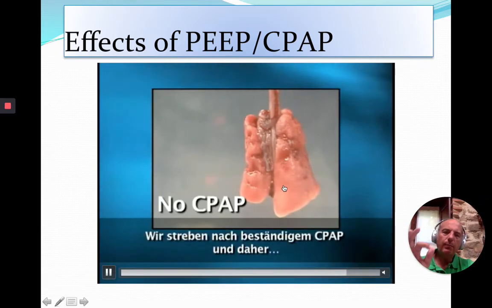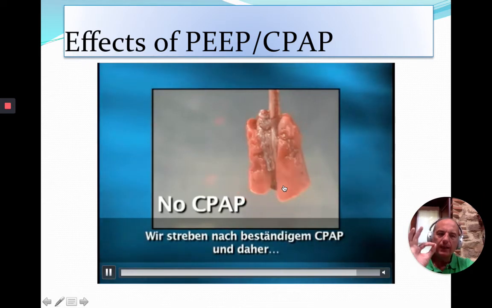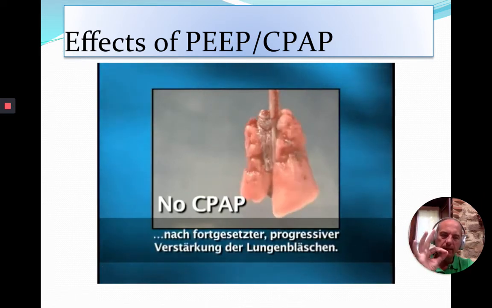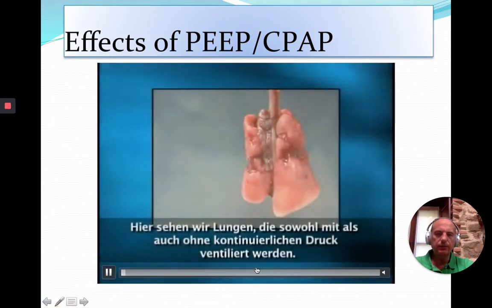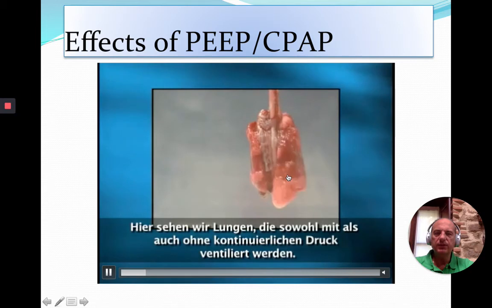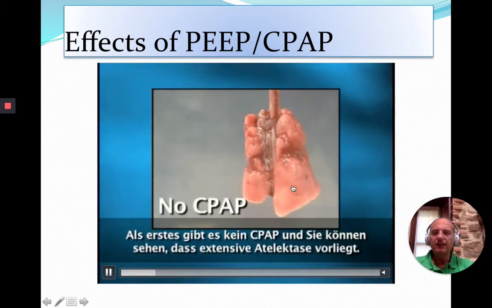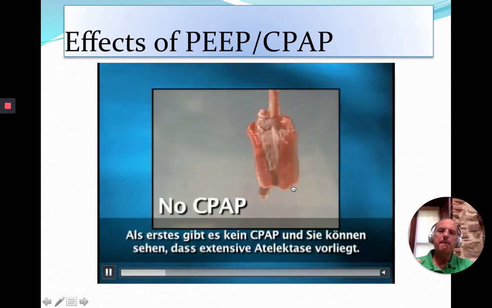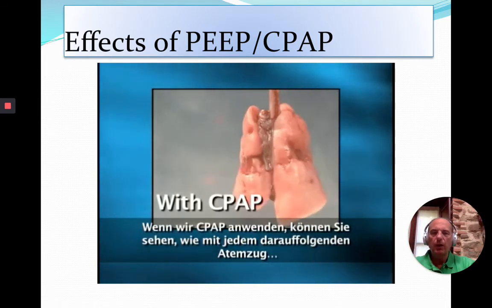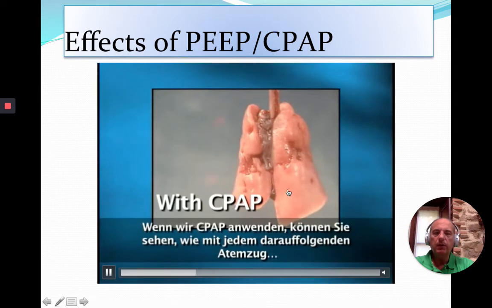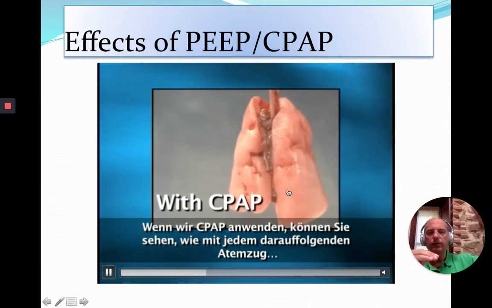So CPAP or PEEP is to prevent the formation of atelectasis during expiration, but not to reopen the lungs. We are going to see this again because I think this is crucial. With no PEEP, you have collapse during expiration, but the lungs are open due to the maximum transpulmonary pressure, the plateau pressure, the high pressure. And with PEEP, you avoid the collapse whenever the lungs are open during inspiration.